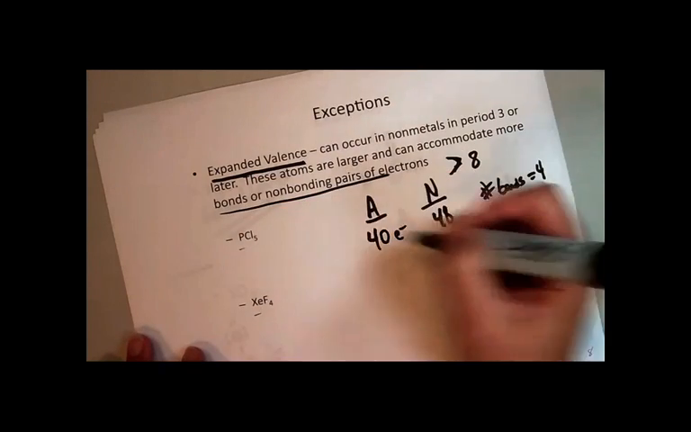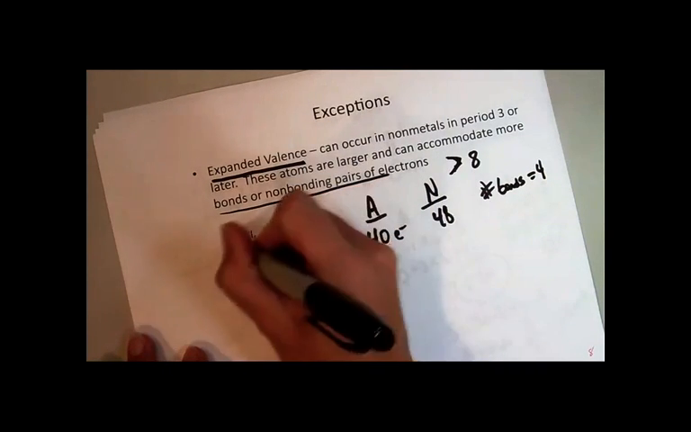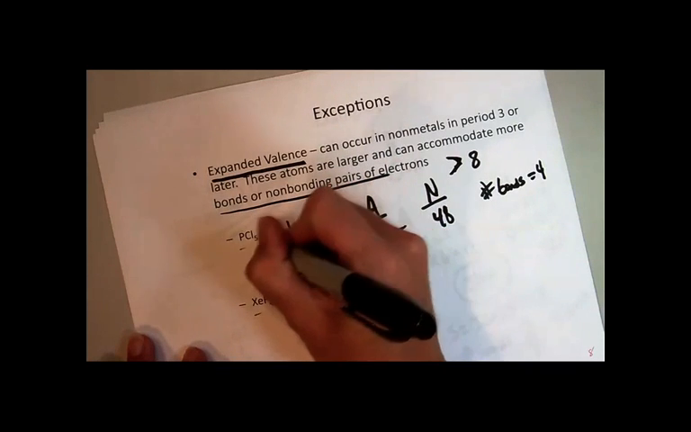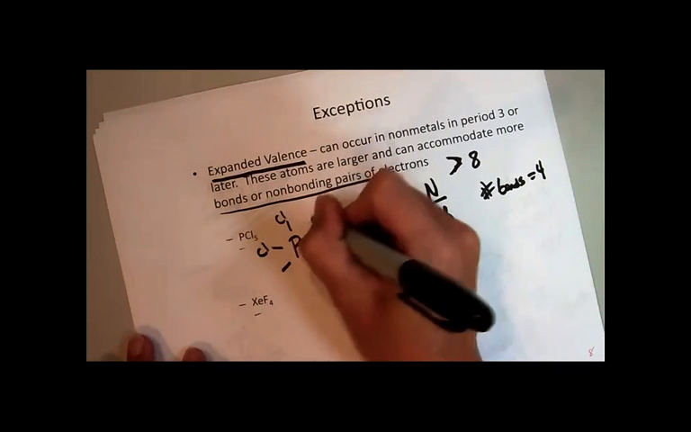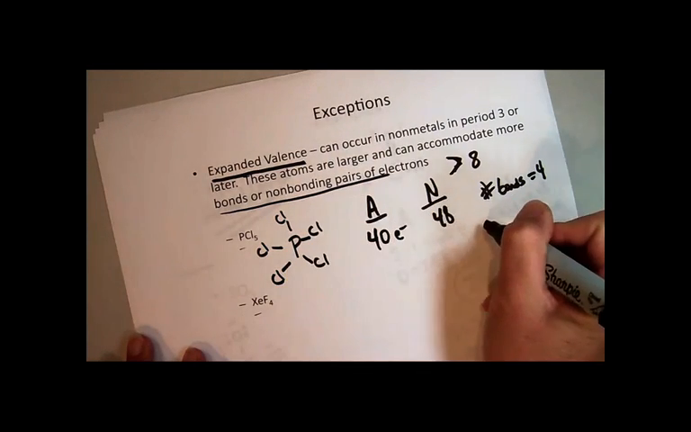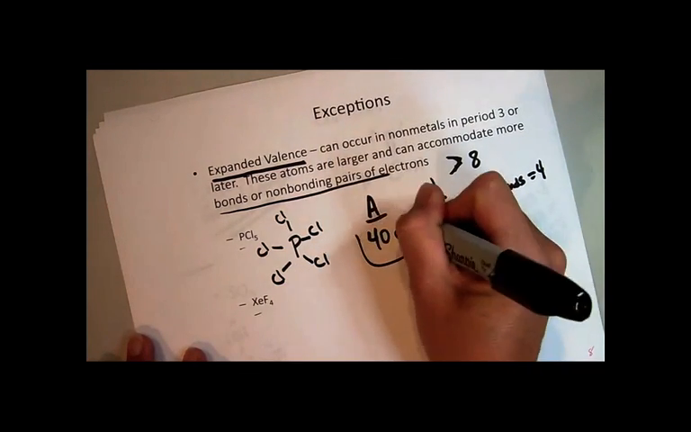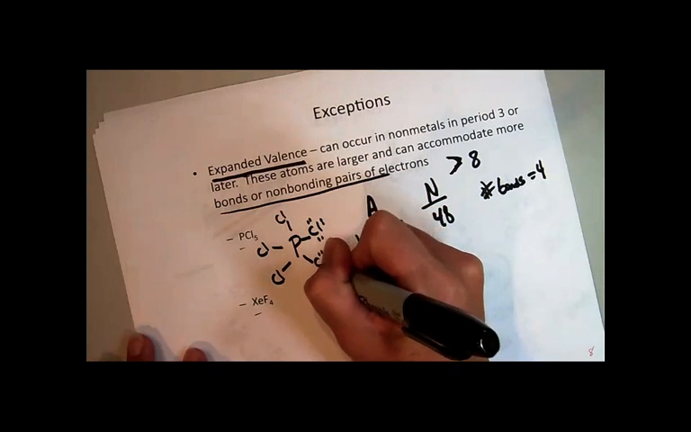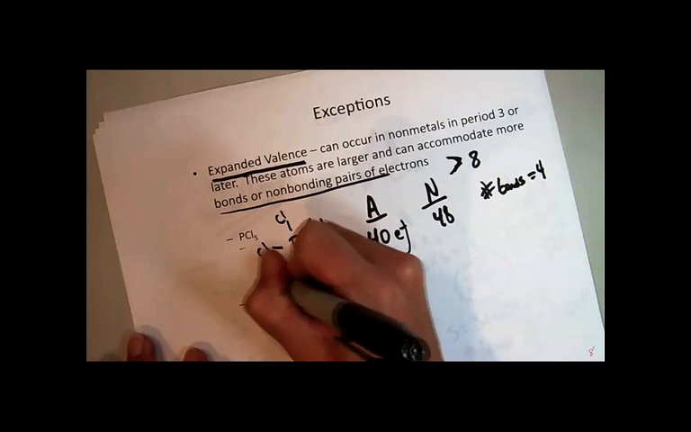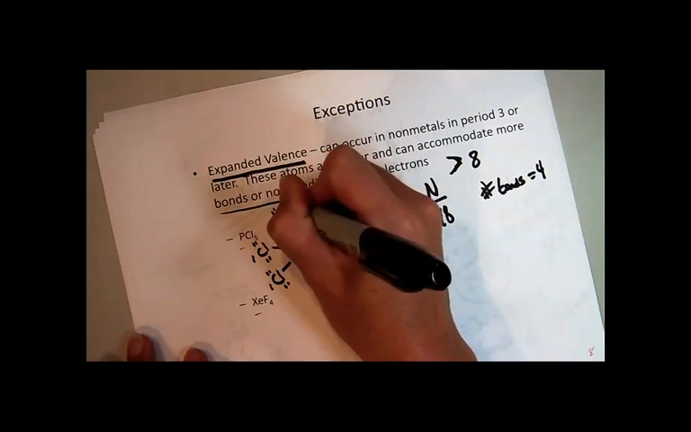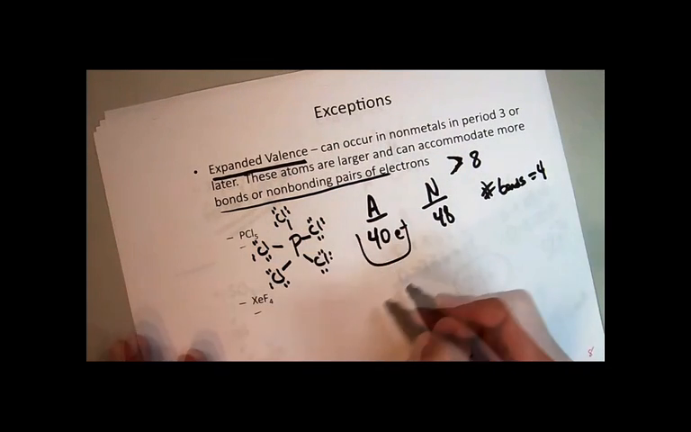Go ahead and draw your skeletal structure with the phosphorus in the center, and then you just put on all of the chlorines with a single bond. That used 10 of your 40 available electrons right there. And then you start putting your non-bonding electrons on the terminal atoms. When you do that, you use up the rest of your 40. And that's actually what we call an expanded valence.